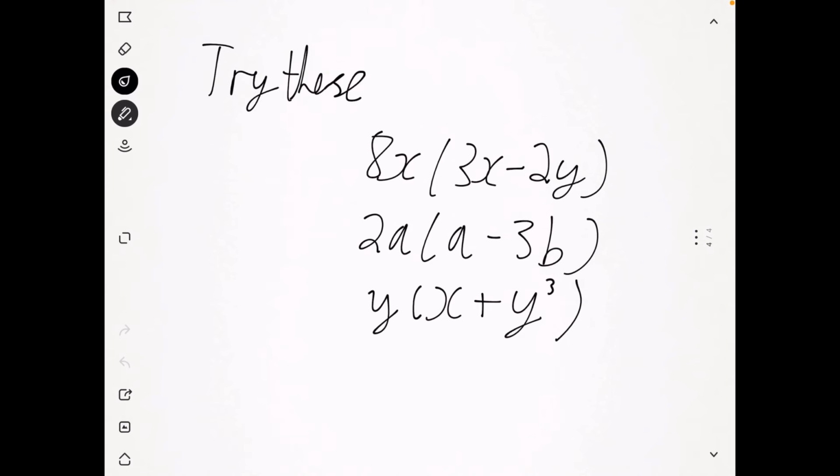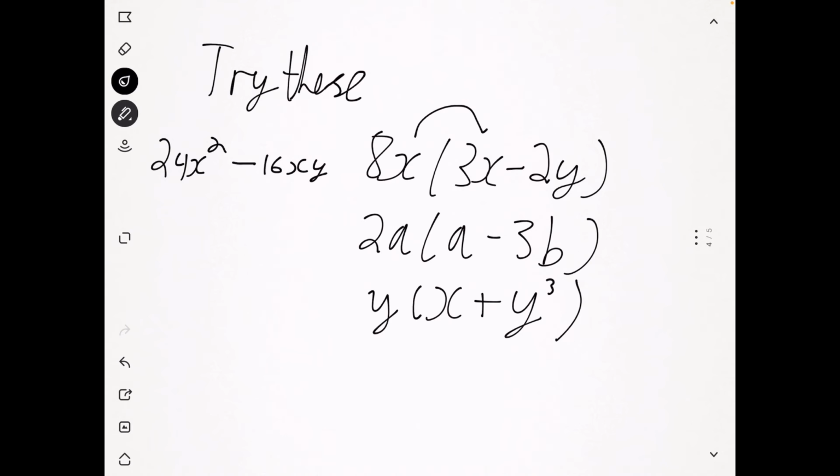Try these questions. Okay, so now let's work these out. So we do the same principle. 8x multiplied by 3x would give us 24x squared. Now 8x multiplied by minus 2y. Remember, now the product will be negative, so we will write it as minus 16xy.